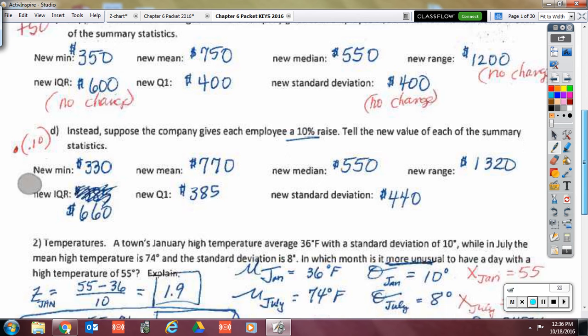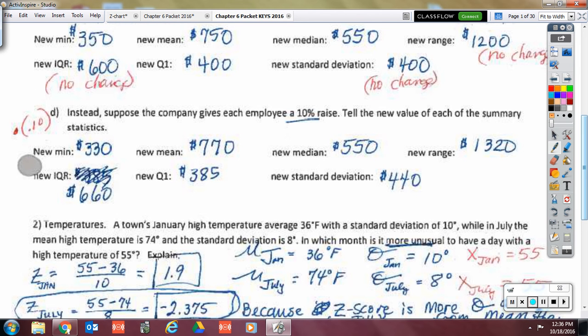Now on part D, or C, or whatever that part is, it was a 10% raise. That's a multiplication factor. You're basically multiplying by 1.1, and that changes everything. So everything increased by a 10% raise.